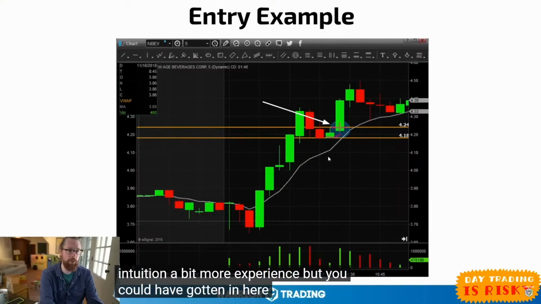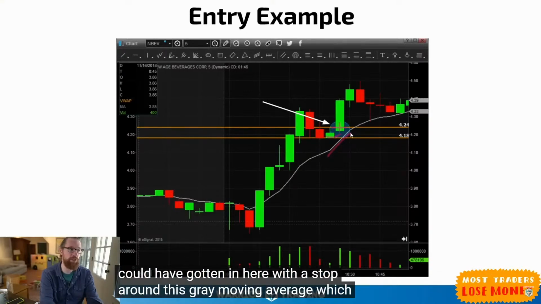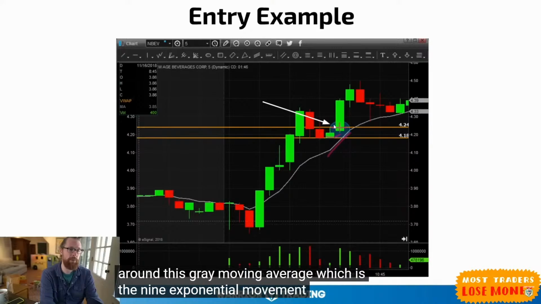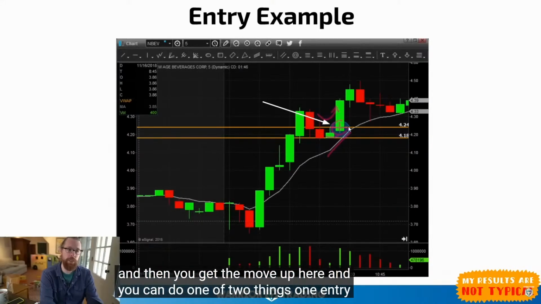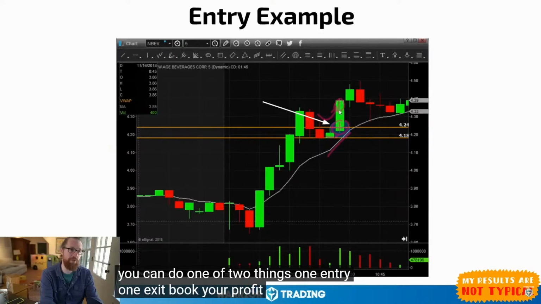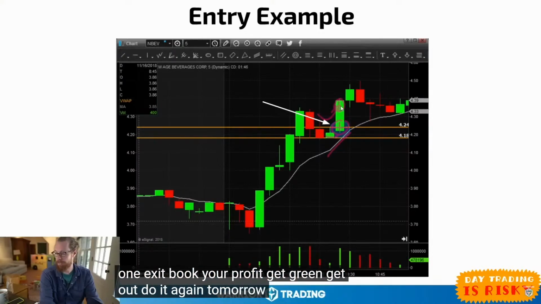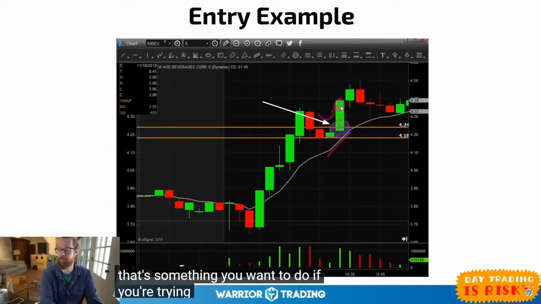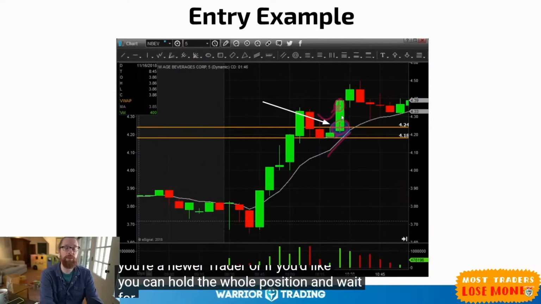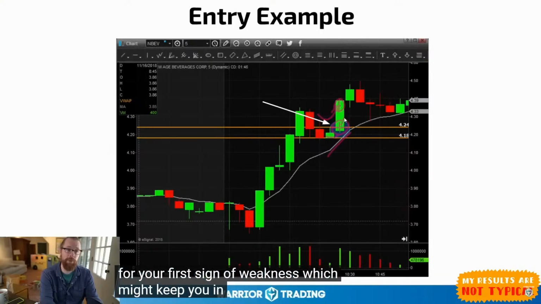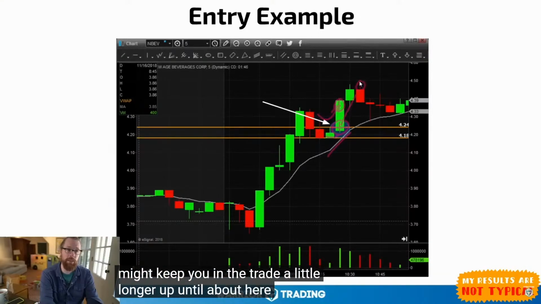But you could have gotten in here with a stop around this gray moving average, which is the 9 exponential moving average. And then you get the move up here, and you can do one of two things. One entry, one exit, book your profit, get green, get out, do it again tomorrow. That's something you want to do if you're trying to build consistency, if you're a newer trader. Or, if you'd like, you can hold the whole position and wait for your first sign of weakness, which might keep you in the trade a little longer up until about here.